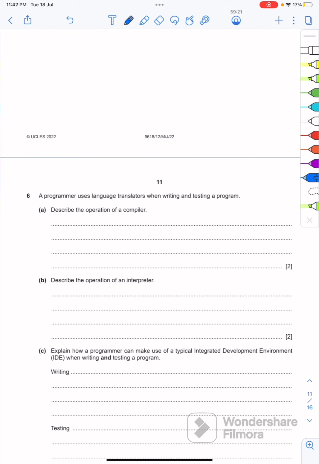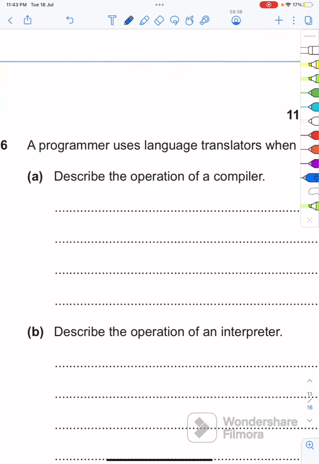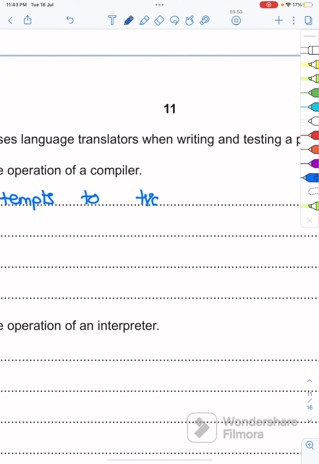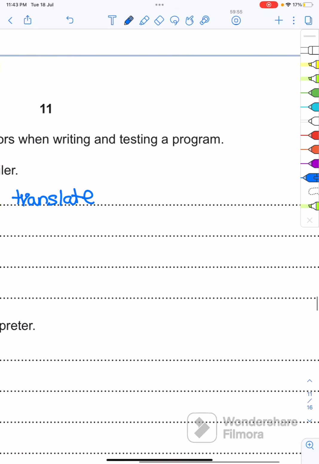So in essence, what a compiler does is translate the entire source code, and it creates an error report if possible. It basically checks line by line, and if there are no errors, it creates an executable file. So that's what we're going to mention here. A compiler's role is that it attempts to translate the entire source code.